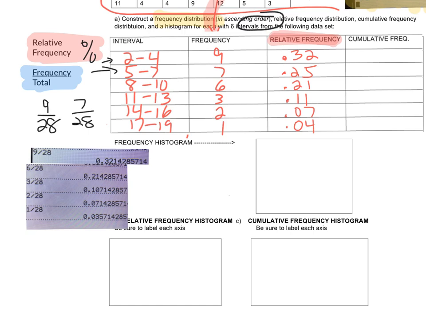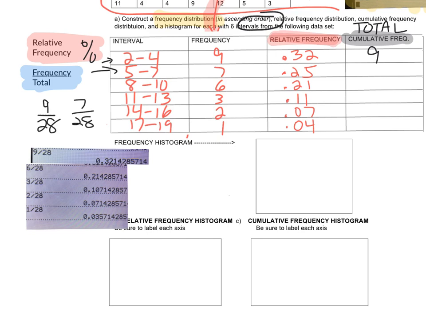And lastly, we're going to fill in the cumulative frequency. And the cumulative frequency is basically just a running total of your data. What you're going to do is you're going to start off at the first interval and look at the frequency. So in this case, the frequency is 9. So we're going to say that the cumulative frequency is 9.